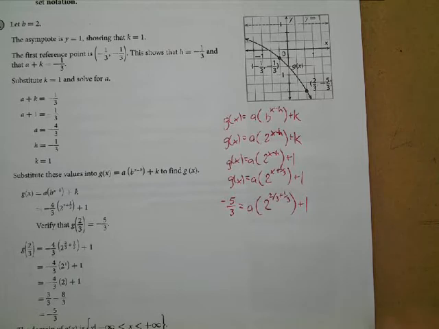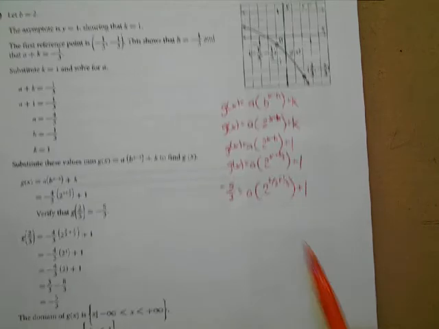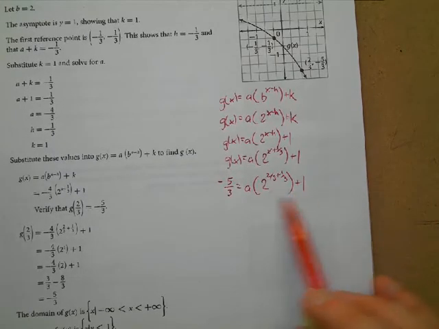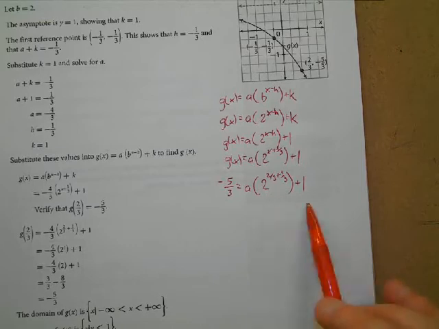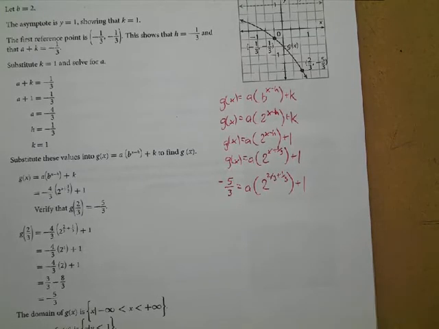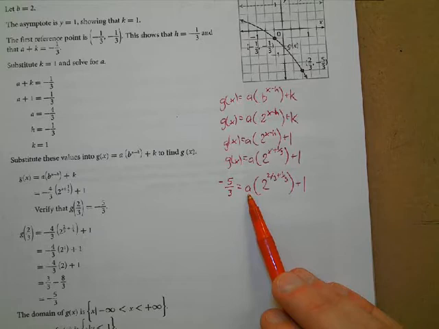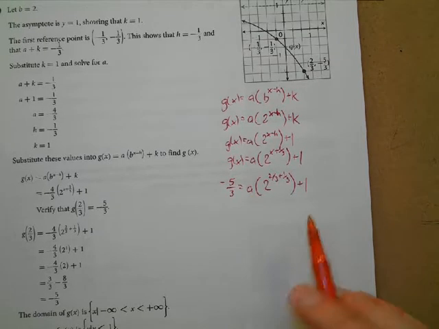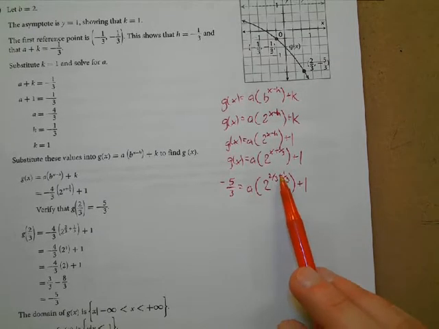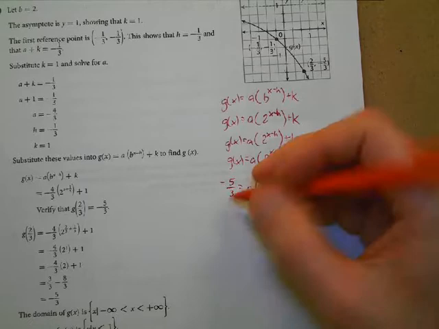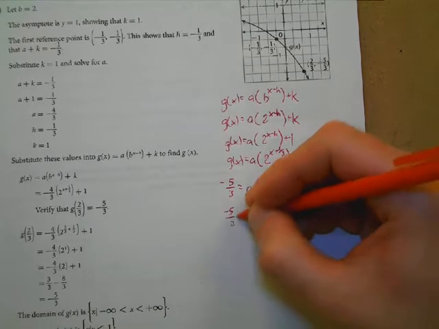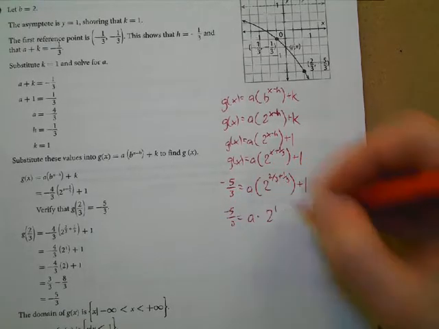Okay, so again, how can we finish solving here? What else can we do to solve this equation for a? Subtract 1 from both sides first, yeah. Now, negative 5/3 minus 1 is the same thing as saying minus 3/3, right? Minus 1 is the same thing as minus 3/3. So minus 5/3 minus 3/3 is minus 8/3.